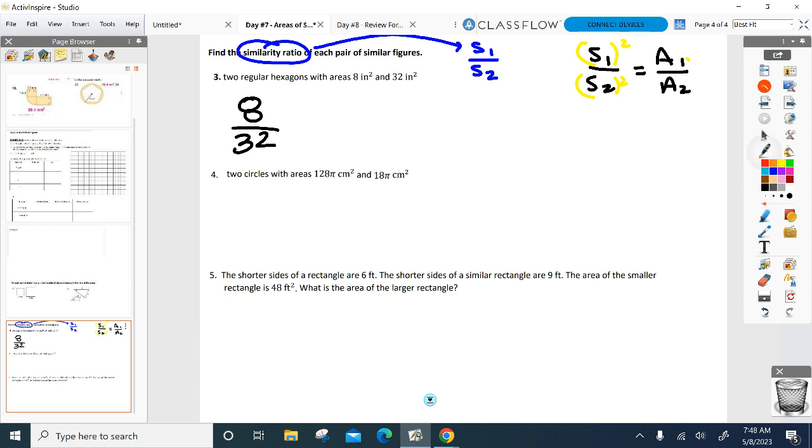Okay, so I'm giving you the areas. What was the side ratio? Well, to go backwards from a squared, I take the square root. And make sure you do it right on your calculator, fraction template, everything. And you should notice, nice number, 1/2, 1/2. So the ratio of their sides is 1:2.